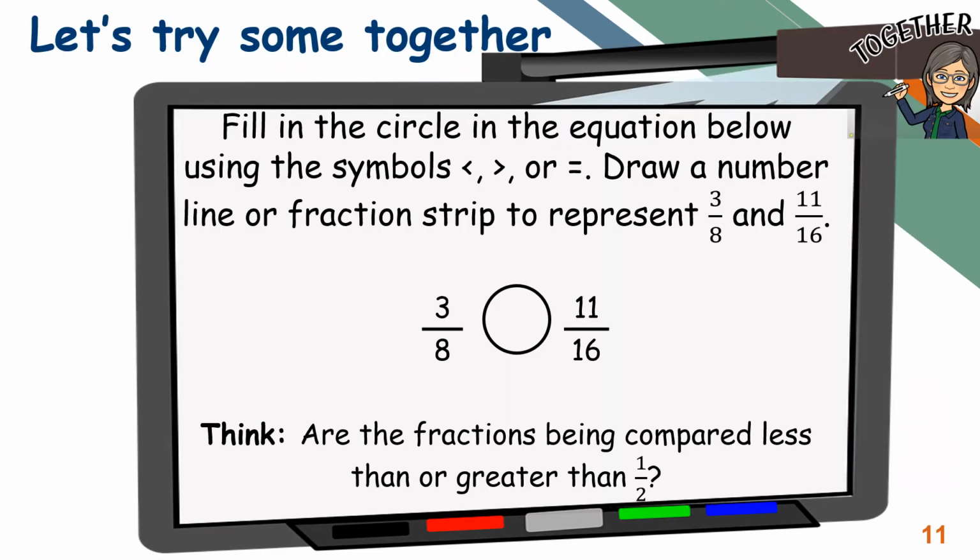Let's try some together. Use 1/2 as a benchmark and compare the two fractions. Remember to decide if the fractions are greater than 1/2 or less than 1/2. Then decide which fraction is larger based on the benchmark. Fill in the circle for the equation in your journal or on your notebook paper. Use the symbols less than, greater than, or equal to fill in the circle. Draw a model for each fraction to help you.